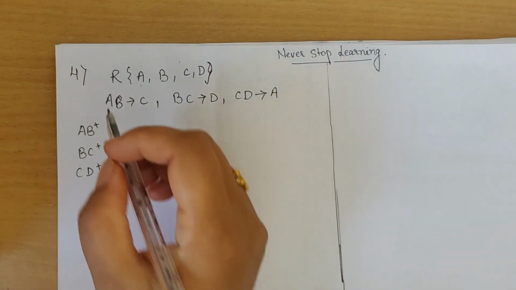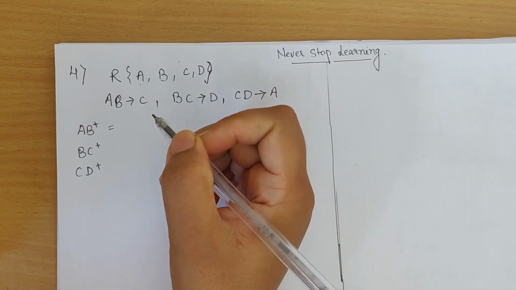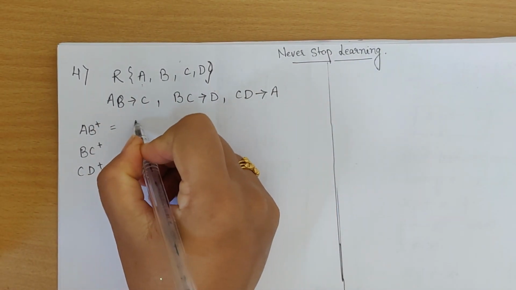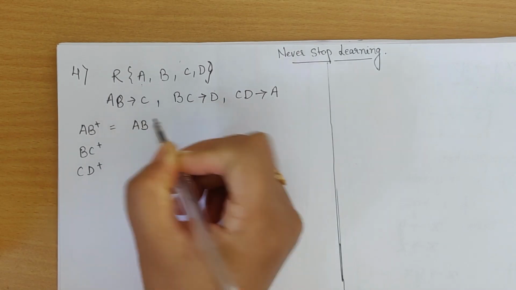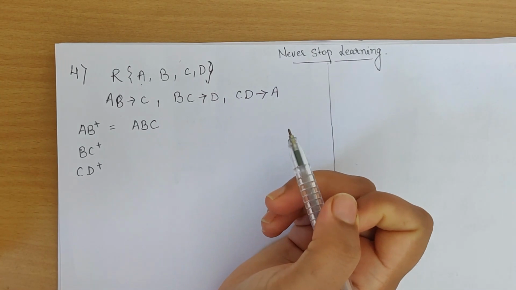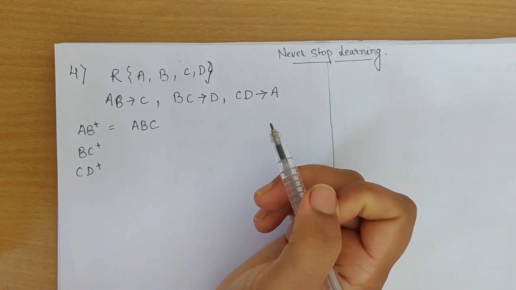Okay, now if we take the closure of AB, AB determines C. Because I have AB in the result set, AB will come. Now the direct dependency, AB determines C, right? Anything else I can write?